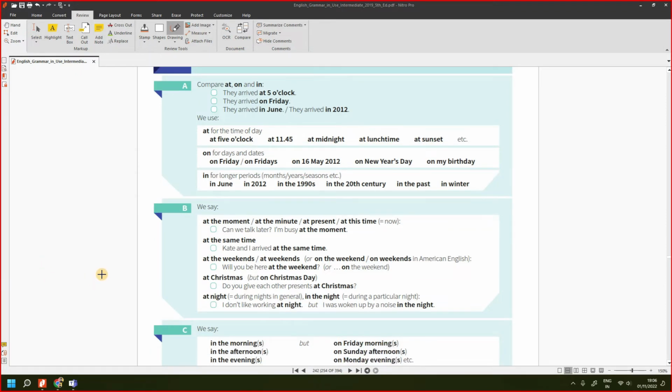Now again, at with respect to time, we use it with these words like moment, minute, present, this time, all these things. Same time, weekends, Christmas night. Many people ask me, no sir, how to improve my language, how to ensure that I don't make any mistakes. Then there is no other way other than knowing all these things. Now do you people have to tell me, do you anytime use at the moment, at the minute? Do you even use these words while you speak in English?